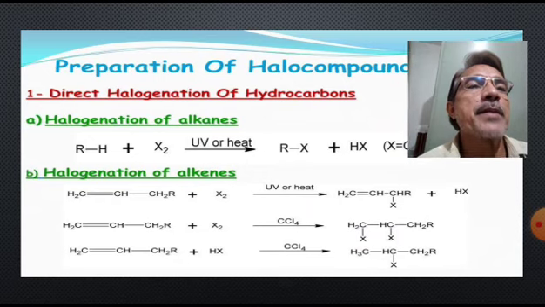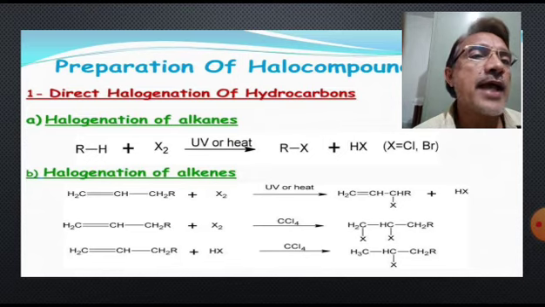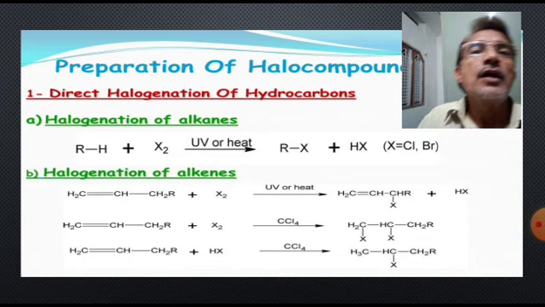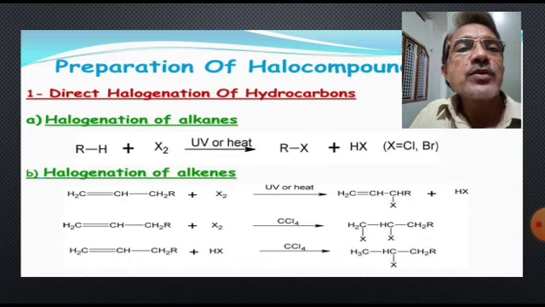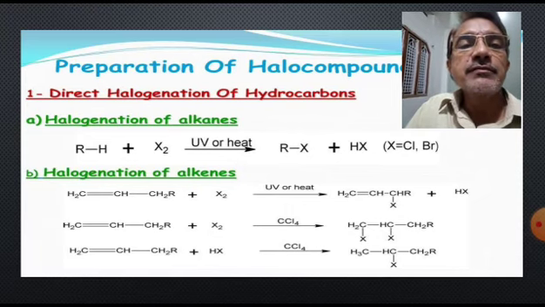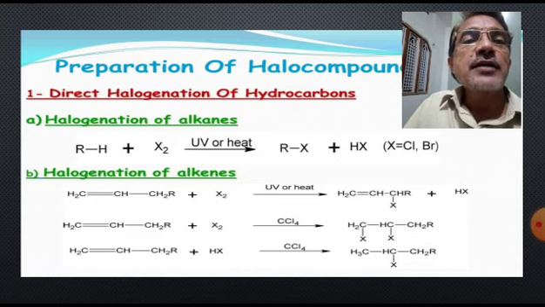Let us see the preparation of halo compounds. Halo compounds can be prepared by different methods. Number 1, direct halogenation of hydrocarbons. Replacement of a hydrogen atom by a halogen atom is called halogenation. Direct halogenation of hydrocarbons results in the formation of halo compounds.